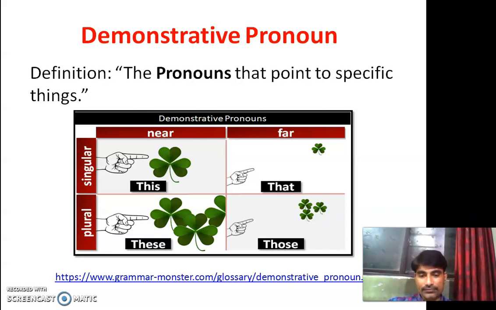So again, if the things are near, we should use this and these. If the things are a little far away, that and those, these two can be utilized. There is nothing much to talk about demonstrative pronouns. They are very easy to understand.